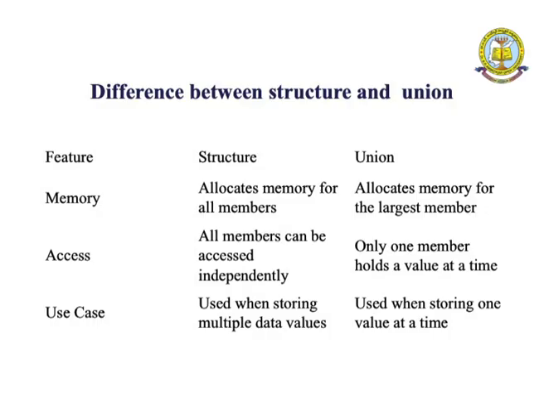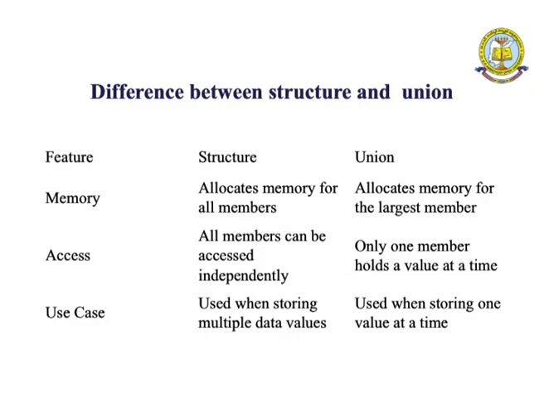Memory: a structure allocates memory for all members, whereas a union allocates only for the largest member. Accessing elements: in a structure all members can be accessed independently, whereas in a union only one member holds a value at a time. And the difference in use case: a structure is used when storing multiple data values, and a union is used when storing one value at a time.